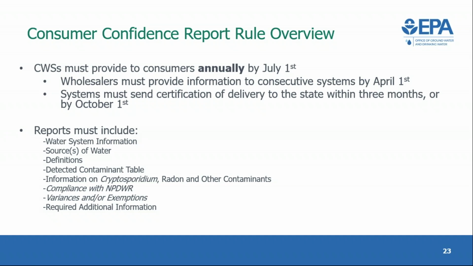Reports must include water system information, source of water, definitions, detected contaminant tables, information on cryptosporidium, radon, and other contaminants, including voluntary monitoring, compliance or violations of any national primary drinking water regulations, information on any variances and exemptions that the system may be using, and there's additional required information. And we'll walk through this when we go through the demo of the iWriter.